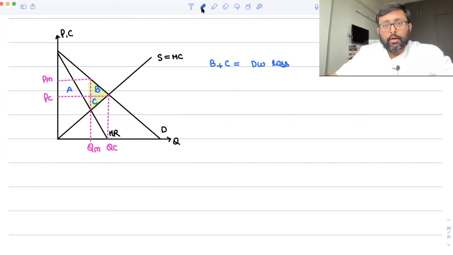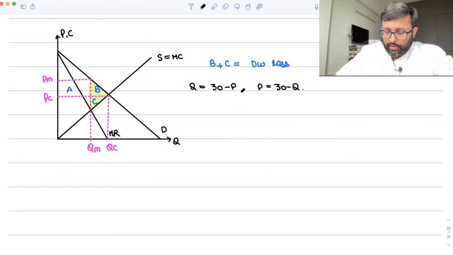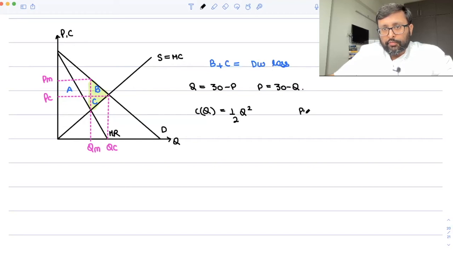So let us do a quick example. You have Q is equal to 30 minus P as the demand function. I can also write this as P is equal to 30 minus Q. Fair enough. Cost function is half Q square. So, what is the MR function? First of all, what is the total revenue function? 30Q minus Q square. This is what TR is. MR is going to be 30 minus 2Q.